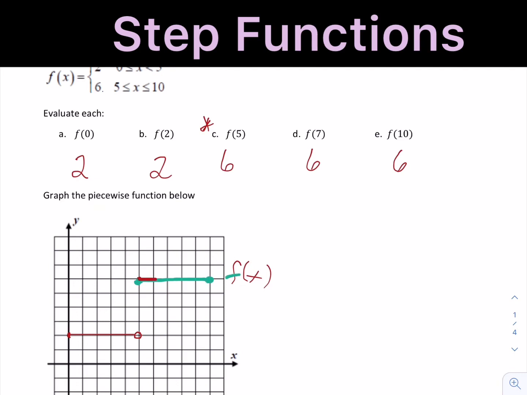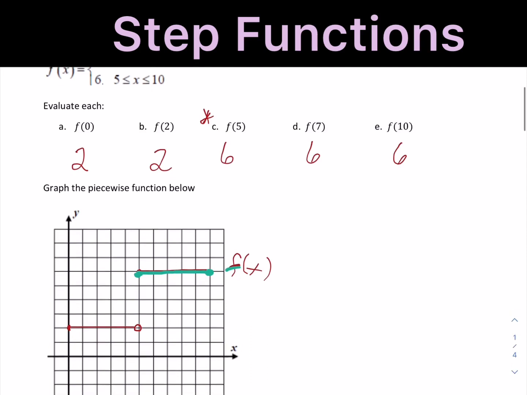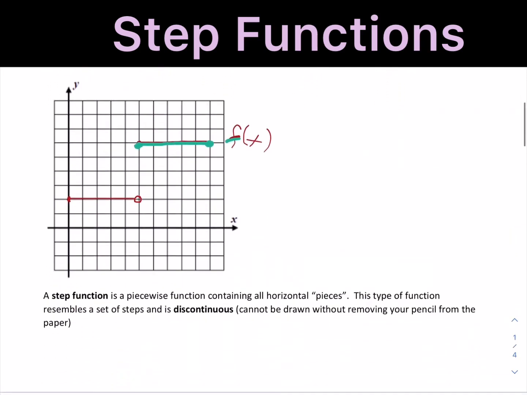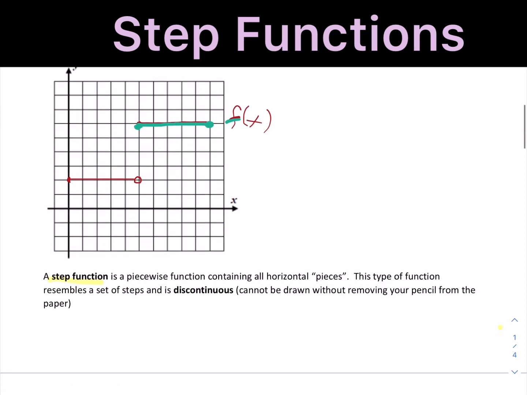So now it makes more sense as to why f of 0 is 2, f of 2 is 2, f of 5 skips the open circle and goes up to 6, f of 7 is 6, and f of 10 is also 6. So what's the definition of a step function? A step function is a piecewise function containing all horizontal pieces. This type of function resembles a set of steps and is discontinuous. It's not continuous, cannot be drawn without removing your pencil from the paper.